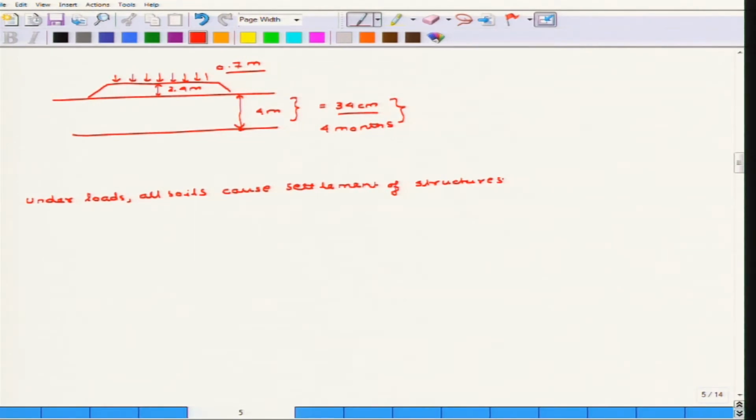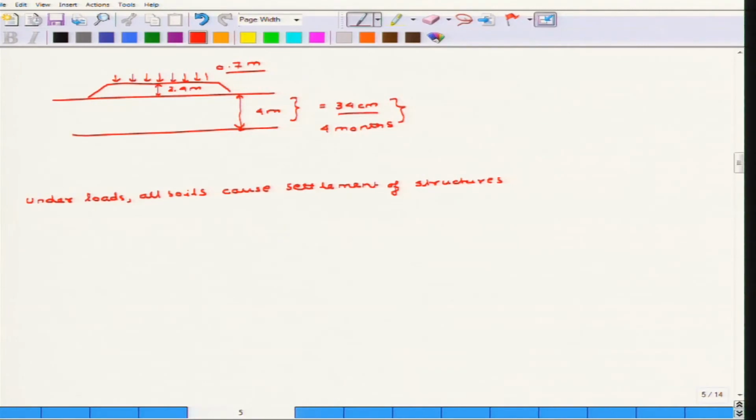Now, one of the most important things that you have to see while performing a consolidation settlement is whether the settlement is within the desired limit or not. Different codes have specified different values for the settlement within the desirable limit, and if the settlement is within the tolerable limit, then only you can design that structure, otherwise not.